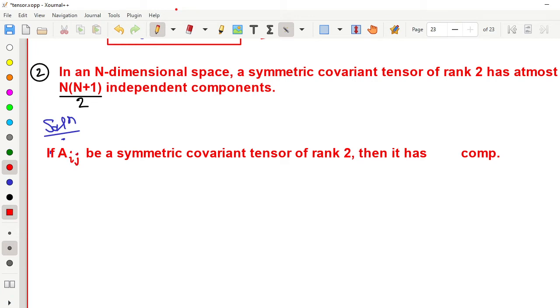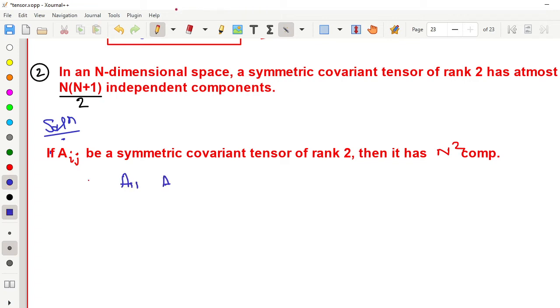aij be a symmetric covariant tensor of rank 2, then it has n square components. So what are those n square components? আমি এখানটাতে লিখছি, I write those.